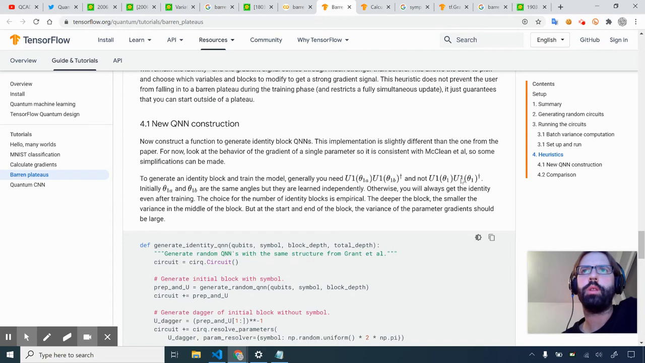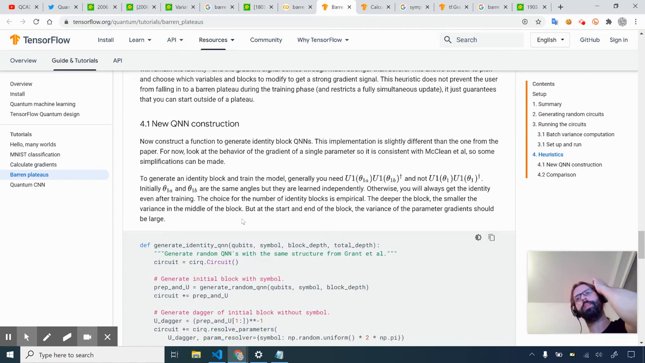Okay, and not this. Initially, theta 1a and theta 1b are the same angles, but they are learned independently. Otherwise, you will always get the identity even after training. The choice for the number of identity blocks is empirical. The deeper the block, the smaller the variance in the middle of the block.